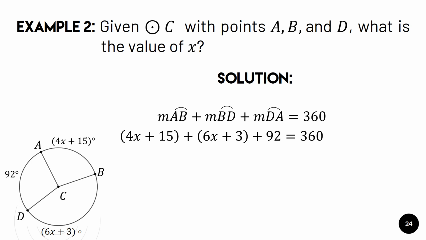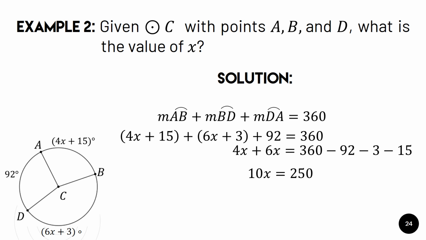We may isolate the unknown on one side of the equation and then simplify, giving us 4x plus 6x is equal to 360 minus 92 minus 3 minus 15. By simplifying, we have 10x is equal to 250. And then solving further for x, we have x is equal to 25.